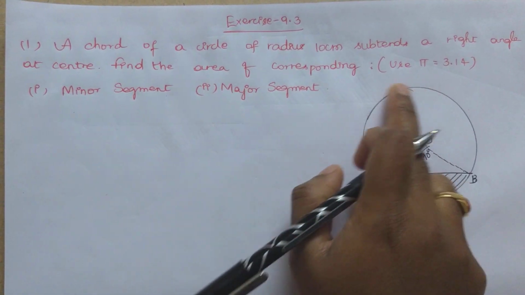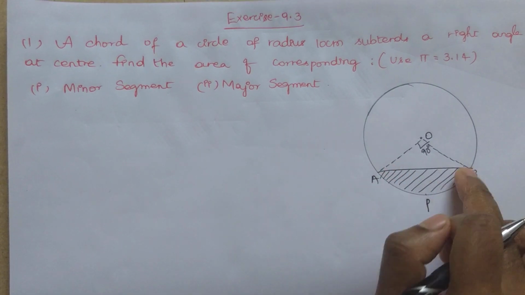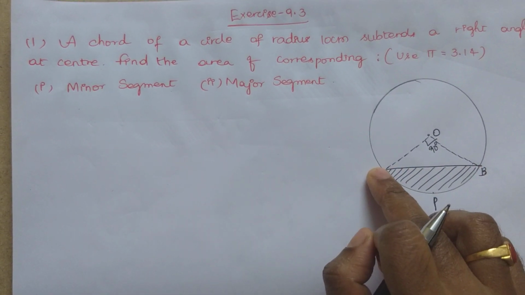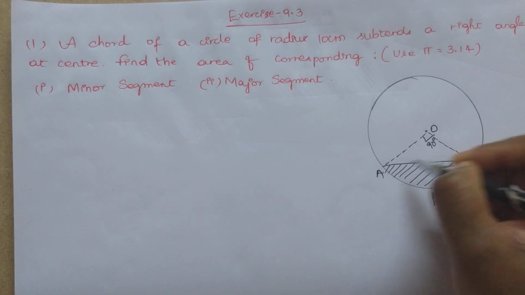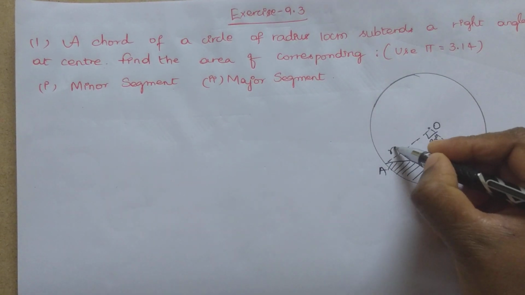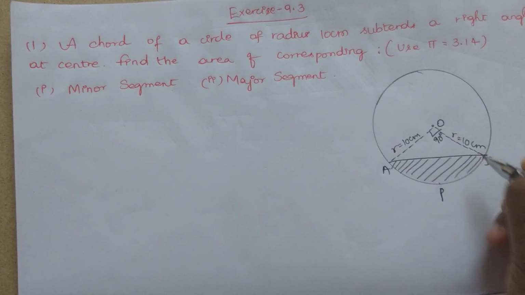So here I have taken a circle with center O. I have considered AB as the chord of the circle. They have given the radius as 10 centimeters, so OA and OB are radii. Write it here as 10 centimeters, 10 centimeters.